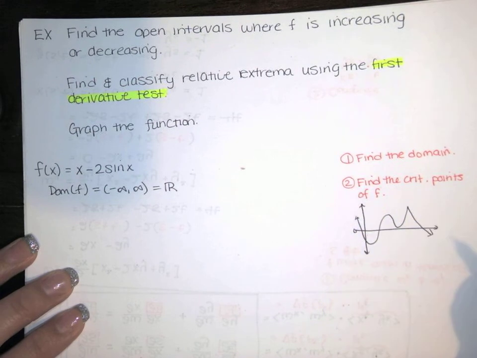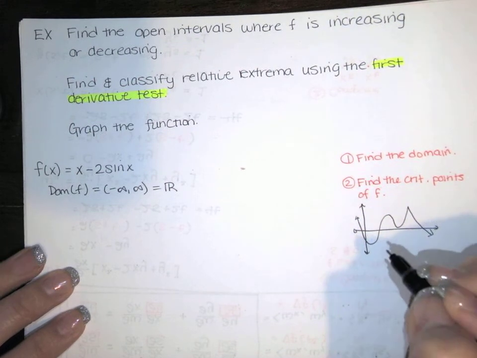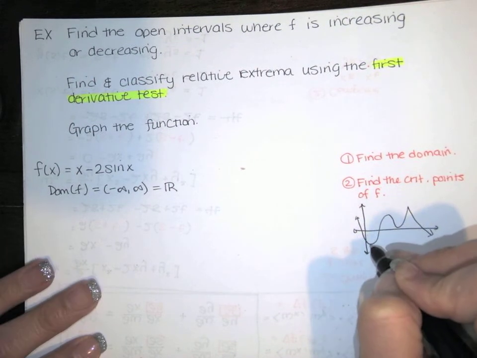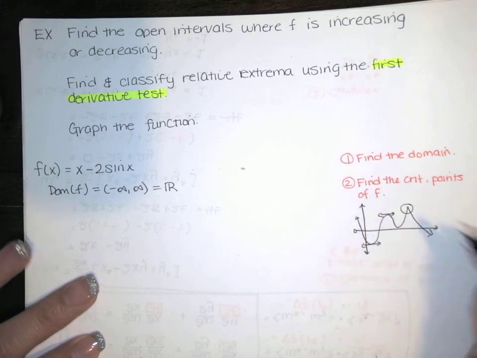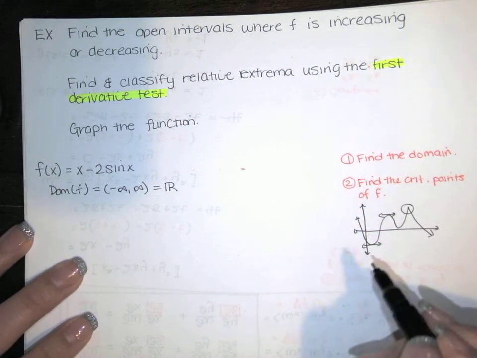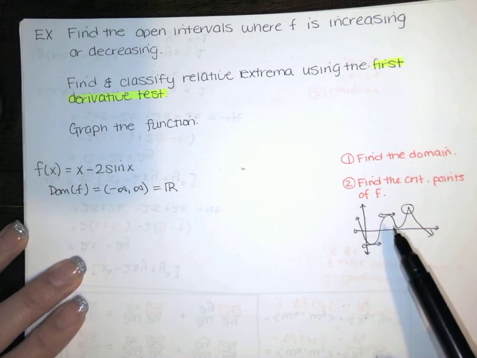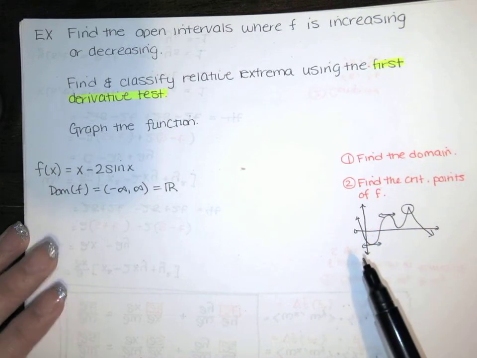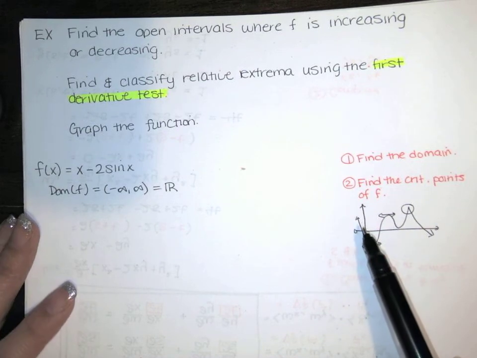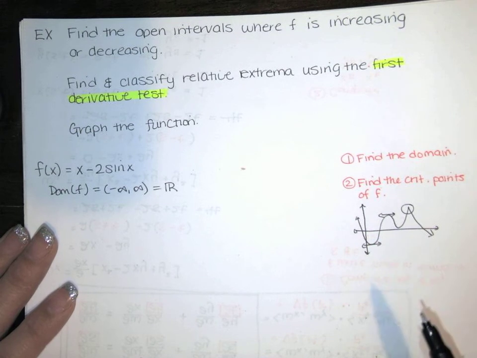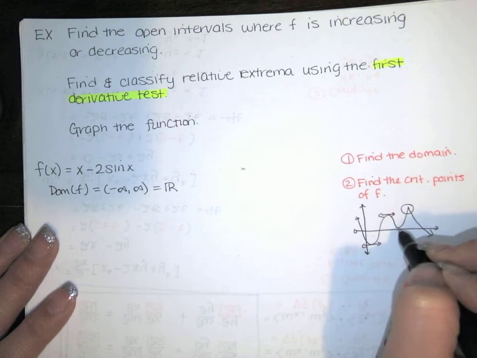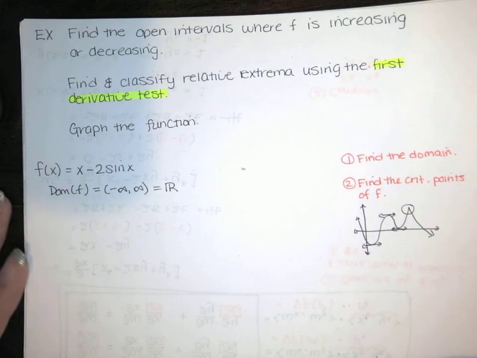And remember what critical points are. Those are the x values where the slope of the graph is 0 or where the slope is undefined. Those are potential relative extrema. They also mark the endpoints of the interval where the function goes, potentially, from decreasing to increasing or increasing to decreasing, over there, and so on. Here's another critical point, decreasing to increasing.